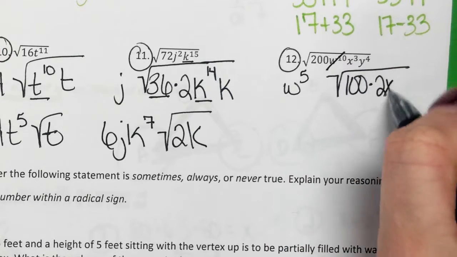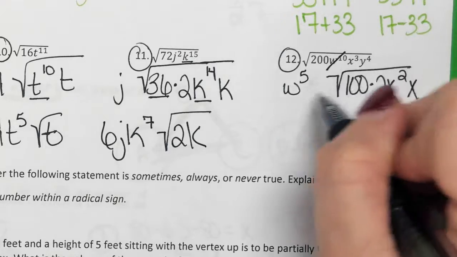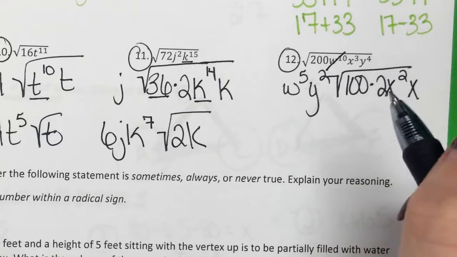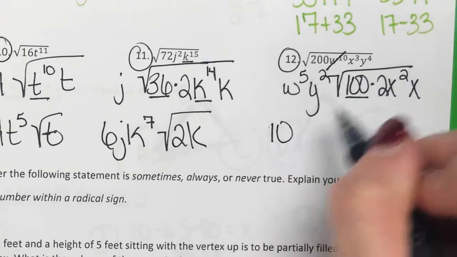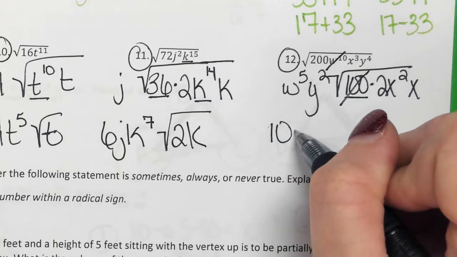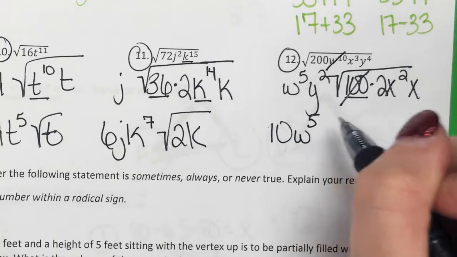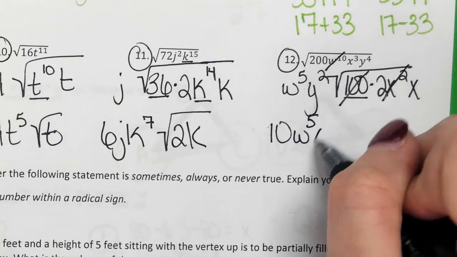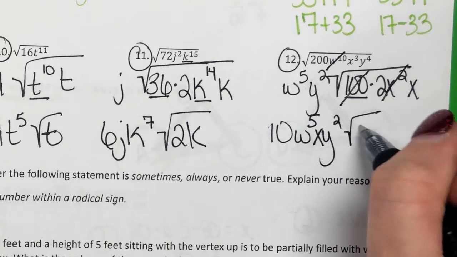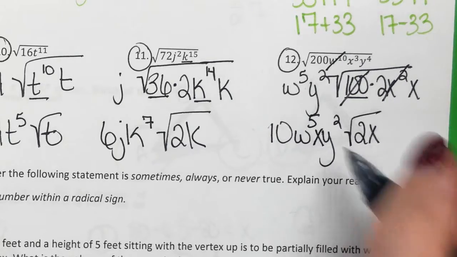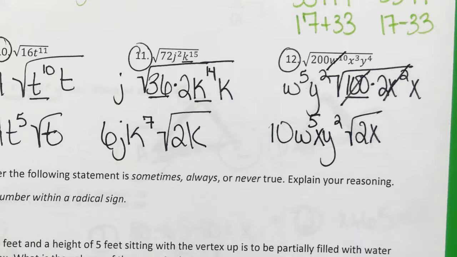X to the 2nd. X and then Y to the 2nd. Yep. Somebody let that land, please. All right, let's see. 100 gets to come out as what? 10. Let's do alphabetical order. So it'll be 10 W to the 5th. Then your X to the 2nd comes out as X. Then your Y to the 2nd. Square root of 2X. Y'all okay?